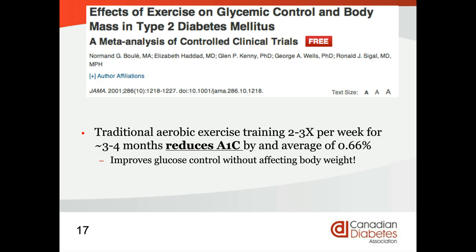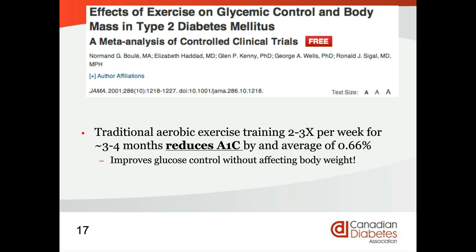This is called a meta-analysis. This is when researchers pool together the results of many studies. They do some fancy statistics, and get a very good idea of what, on the whole, are the effects of an exercise intervention. And this study was led by Canadian researchers, which is why I highlighted it. Some of my colleagues work at the University of Alberta and University of Calgary.